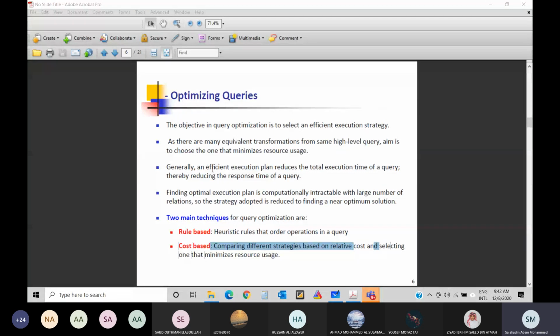So do you understand this slide, guys? Any question here? I think it's clear. Very good. Excellent.